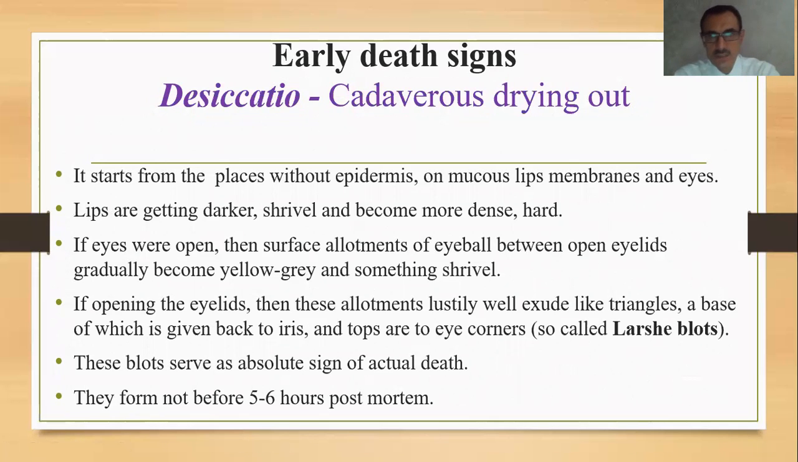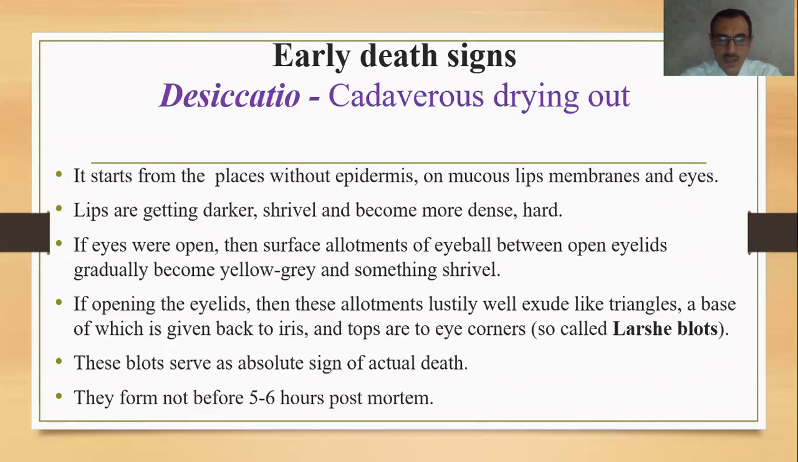Another early death sign is desiccation, the cadaver's drying out. It starts from places without epidermis, on the mucosa of the lips and eyes. Lips get darker, shrivel, and become more dense and hard. If eyes were open, then the surface of the eyeball between the open eyelids gradually becomes yellow-gray and somewhat shriveled.